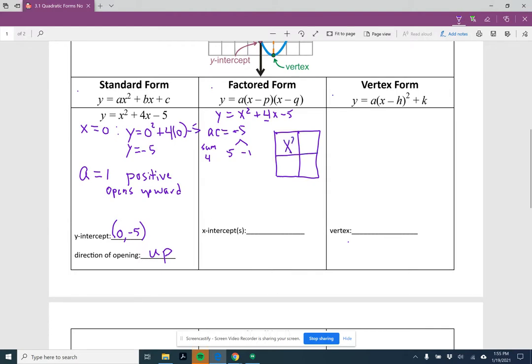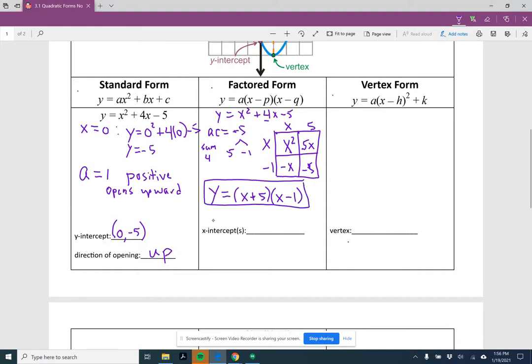We're going to put the first term in the first square, the last term in the last square, and the middle term gets split into a 5x and a negative 1x. And then we find the GCF for each row and each column. And then we'll have our factored form. So for this particular quadratic, our factored form is going to be y equals (x plus 5) times (x minus 1). So there's our factored form.